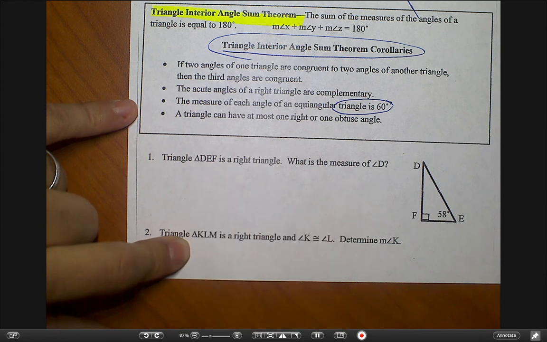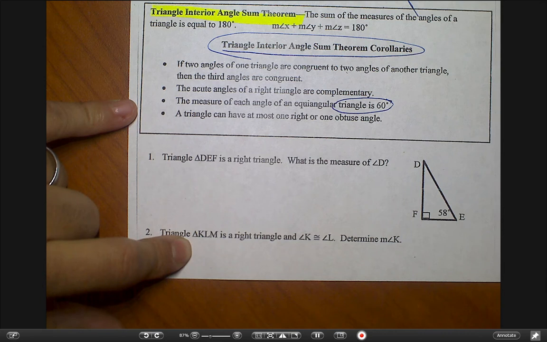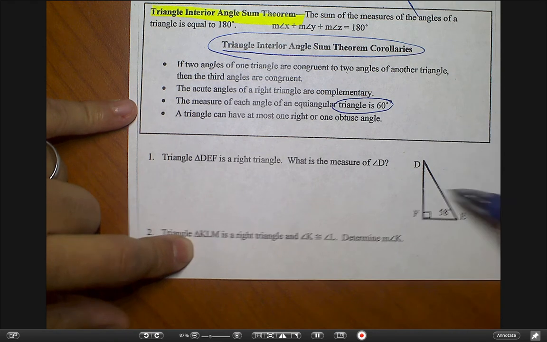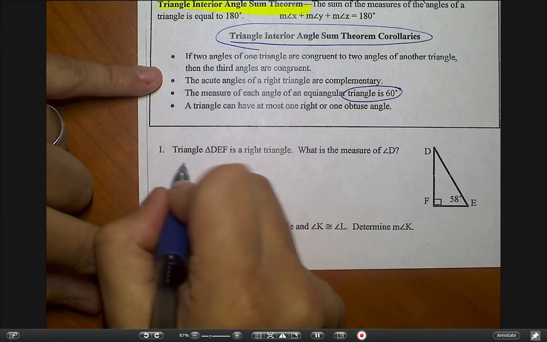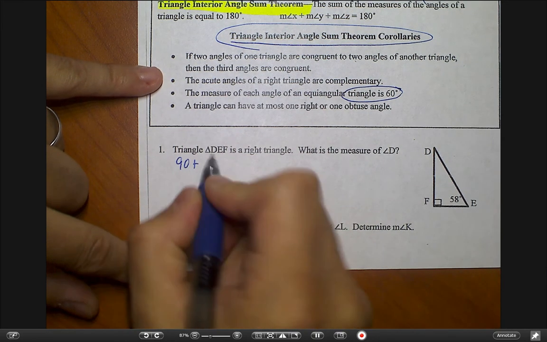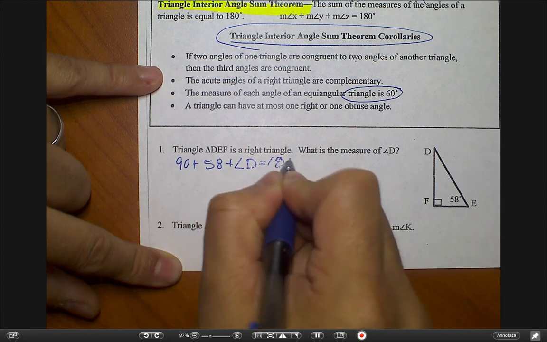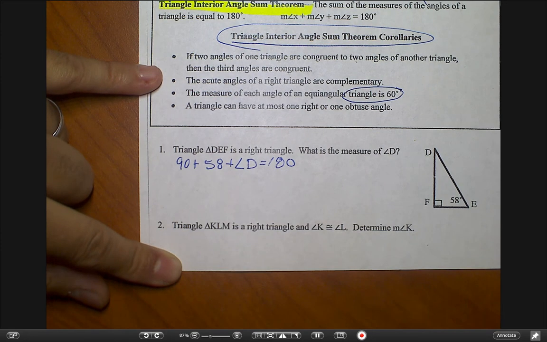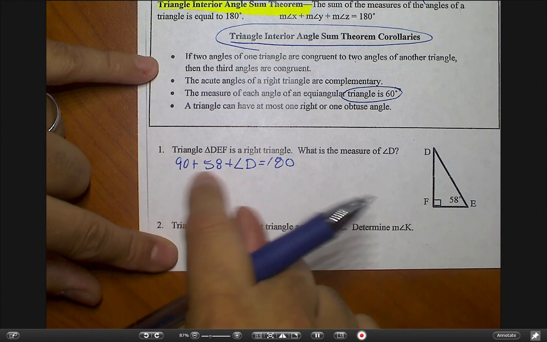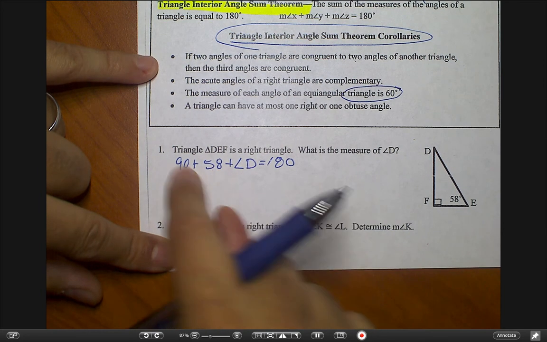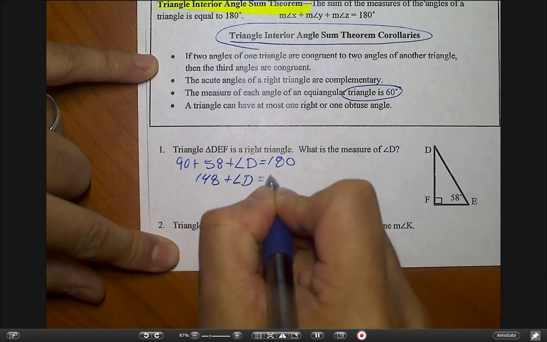Triangle DEF is a right triangle. What would I do to find angle D? Add angle F plus angle E, plus angle D, equals 180, right? So I'm going to do it two different ways. I know that 90 plus 58 plus angle D equals 180, because we know that all three inside that triangle have to add up to 180. So I'm going to do this by combining like terms. Add those together, I get 148 plus angle D equals 180.